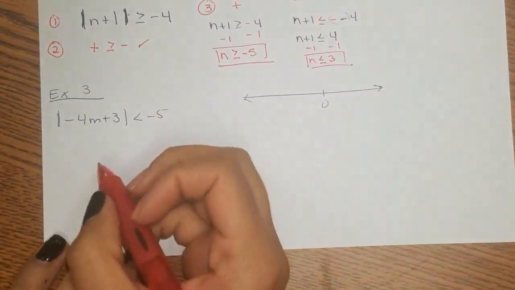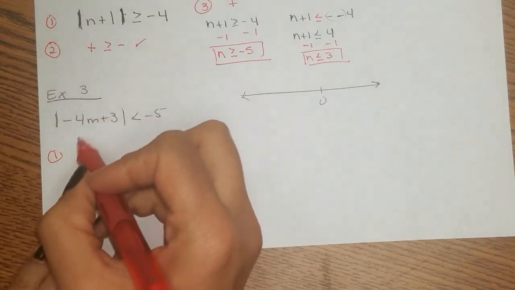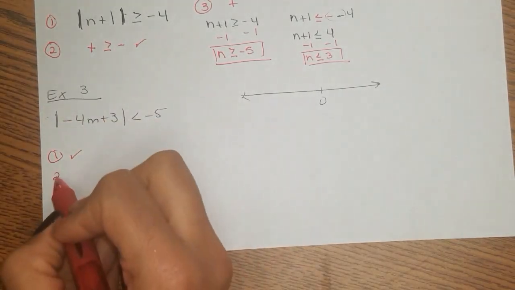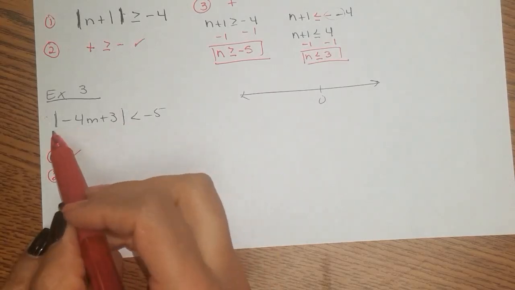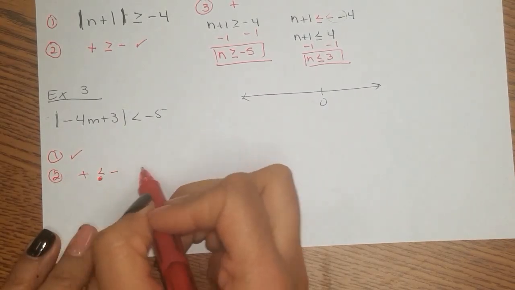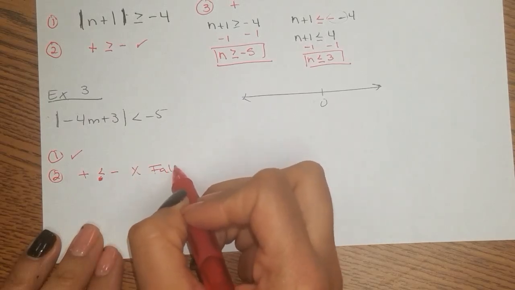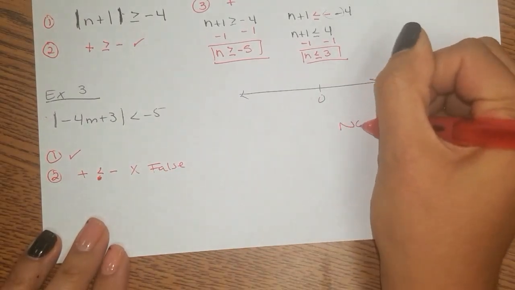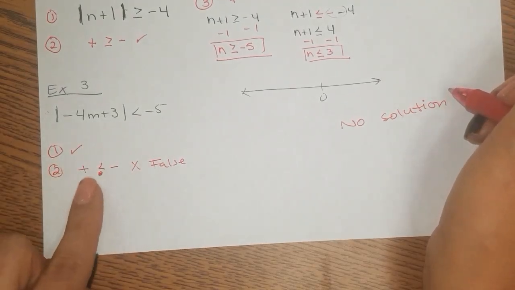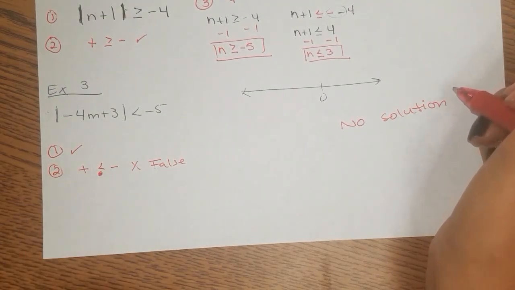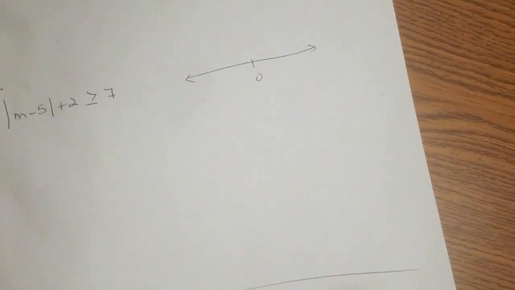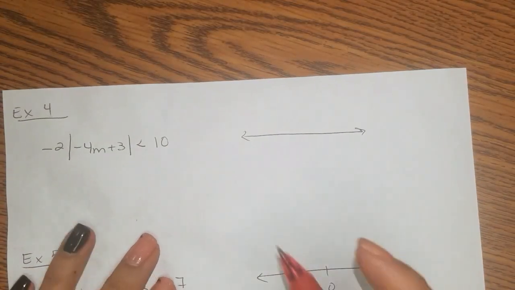Next example. Step 1, always solve for your absolute value, so nothing over here, so we're good. Step 2, check your true or false statements. So can your absolute value be less than a negative? No. So that's false, which means here there's no solution. Okay, remember you always need to check for your true or false statements. If this is confusing you, go watch the intro video. I have a few more examples here for you.